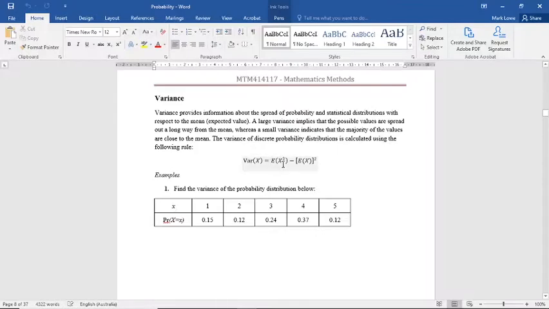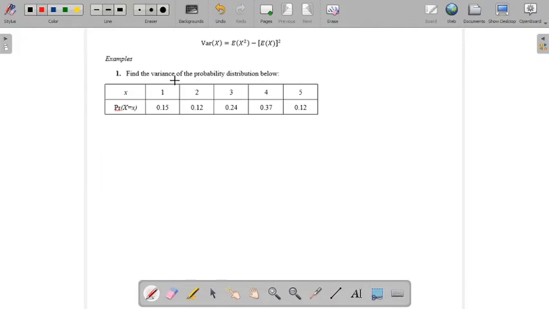So we've got the expected value here. This here is similar, only the difference in terms of calculating this particular part is that you square each value of x and then multiply by the probability. Okay, so let's look at this example here. Variance is worked out using this formula that we've got.